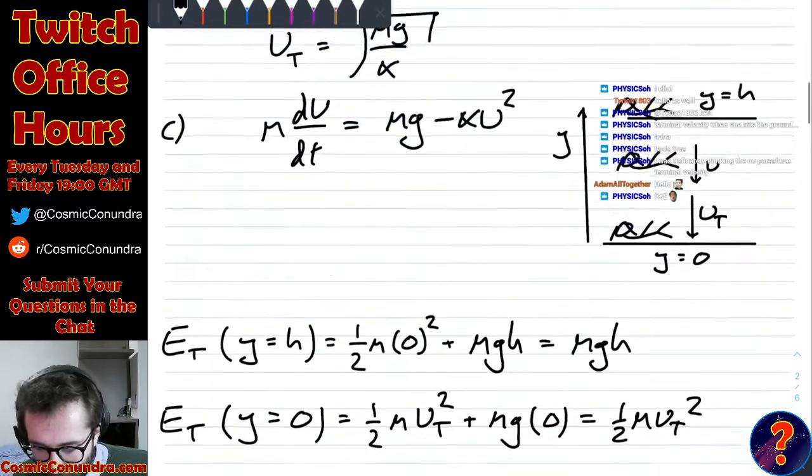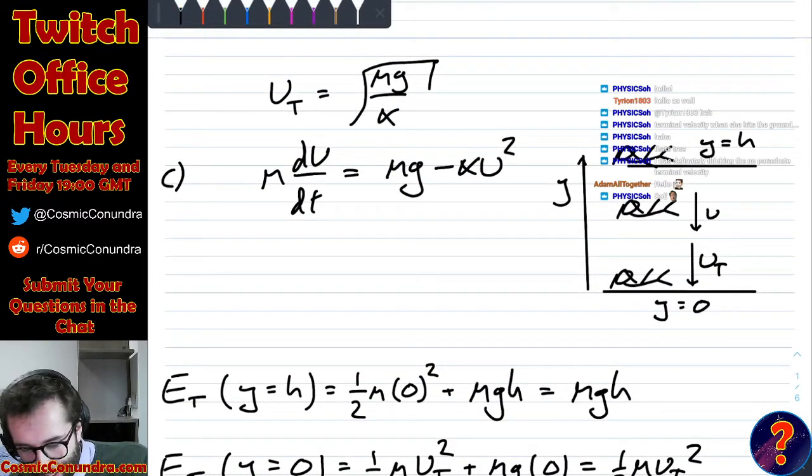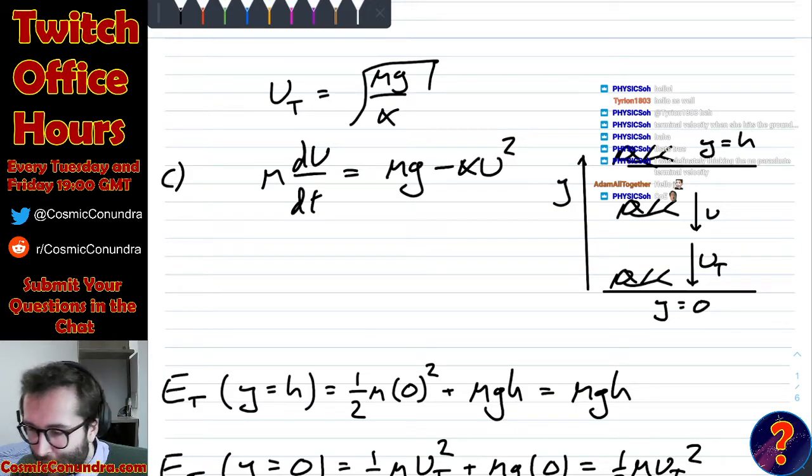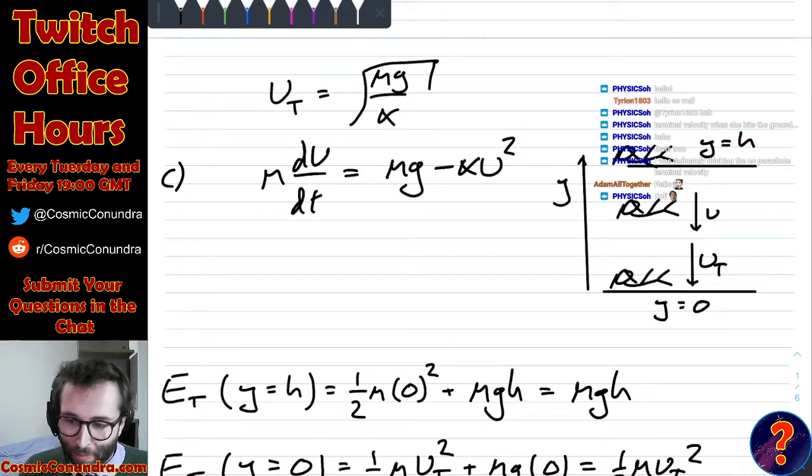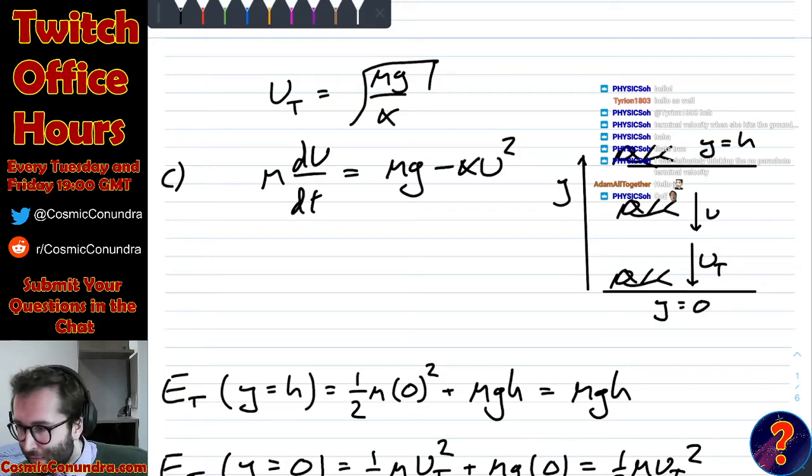So I made a comment when we were doing this that we've assumed here that she has terminal velocity when she hits the ground. But of course that's not necessarily true. If I drop something from a foot above the ground, it doesn't reach terminal velocity by the time it reaches the floor. It has to have long enough to fall in order to reach that maximum speed.